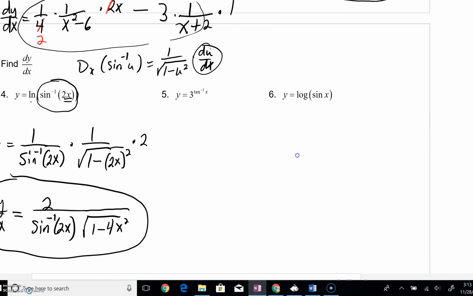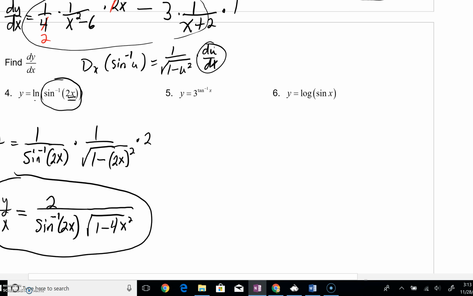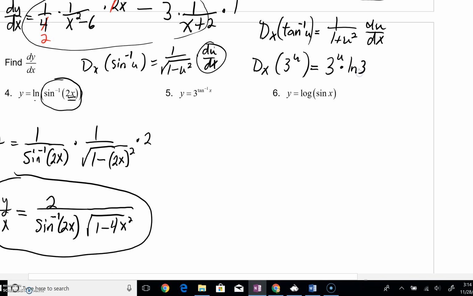As we take a look at number 5, a couple of things to remind you about with number 5. First of all, if we were taking a derivative of inverse tangent, you might remember from our notes, as we do that, let me just put a dx right there. You're going to get 1 over 1 plus u squared, and then a du dx with the chain rule. Likewise, if I took a derivative of 3 to the u, that's going to be 3 to the u times the natural log of 3.